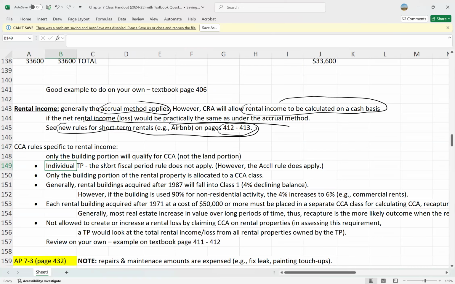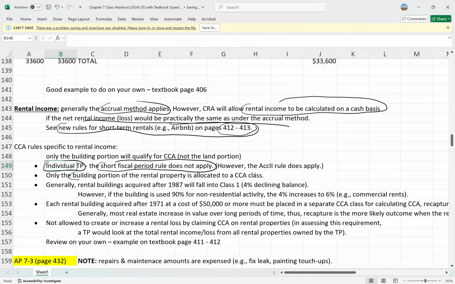Now, if you are an individual taxpayer and you buy the rental property partway through the year, the short fiscal period rule will not apply. If you remember in chapter 5, we talked about that short fiscal period rule: you start a business partway through the year, you have to prorate your CCA. Well, if you buy a rental property partway through the year and you're an individual, you don't have to prorate the CCA.